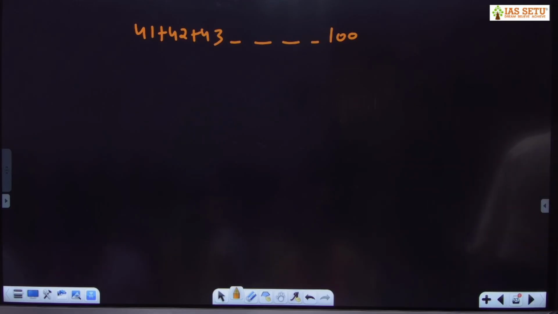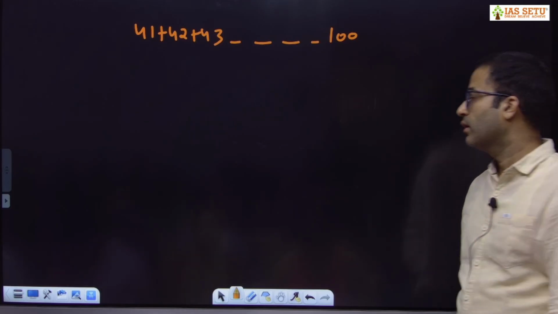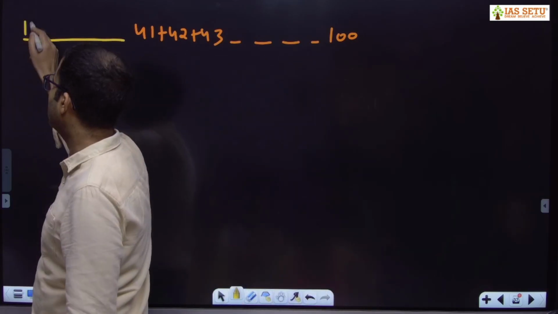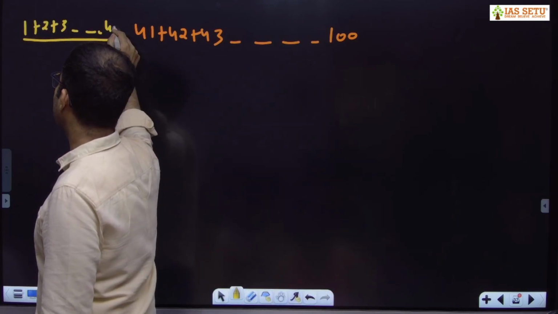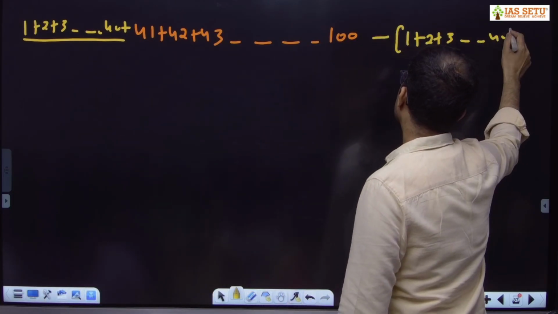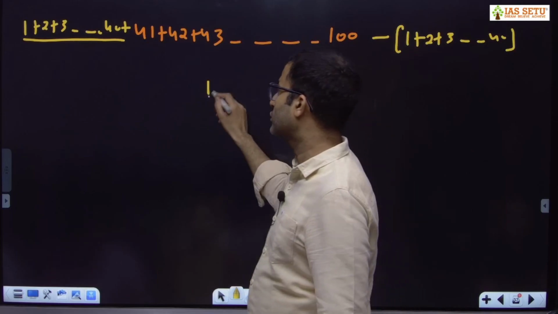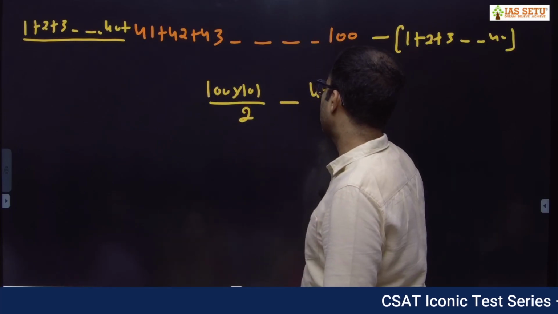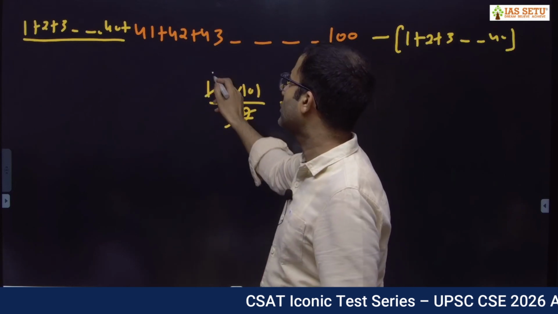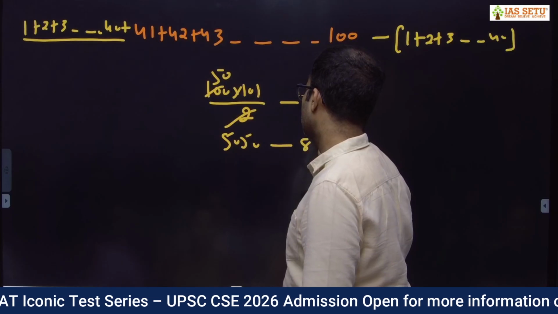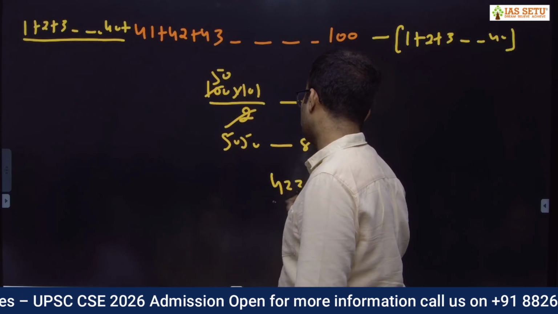Done. What is the answer? So what is missing? 1 plus 2 plus 3 up to 40. We add, and the same thing we subtract. So we get a series from 1 to 100. So it is 100 into 101 divided by 2, minus 40 into 41 divided by 2. So it is 5050 minus 820. So it comes 4230.